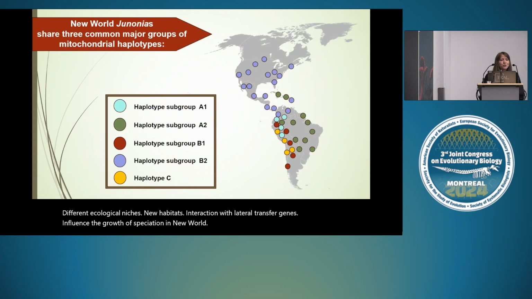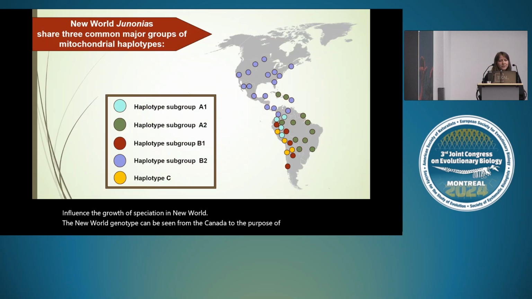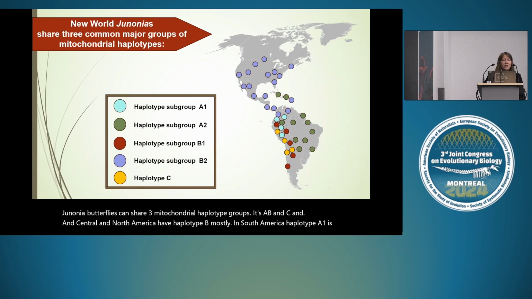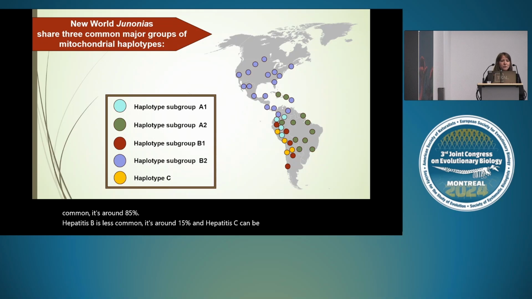The New World Junonia butterflies can be seen from Canada to the pampas of Argentina, and they share 3 mitochondrial haplotype groups: A, B, and C. Central and North America have mostly haplotype B. In South America, haplotype A1 is common, around 85%. Haplotype B is less common, around 15%. And haplotype C can be seen in only one species in the whole New World.